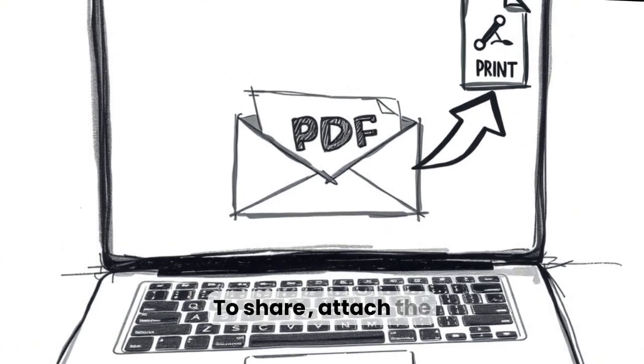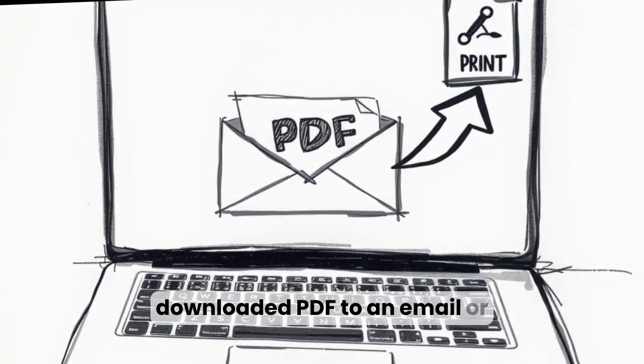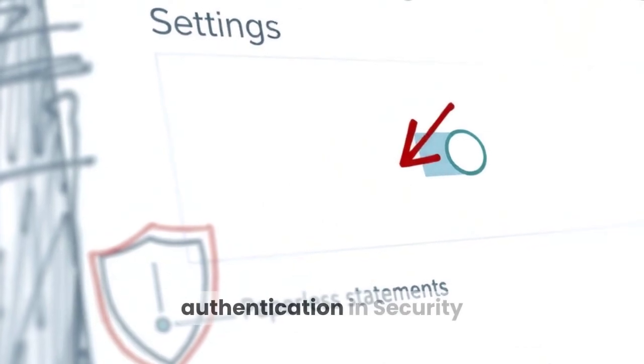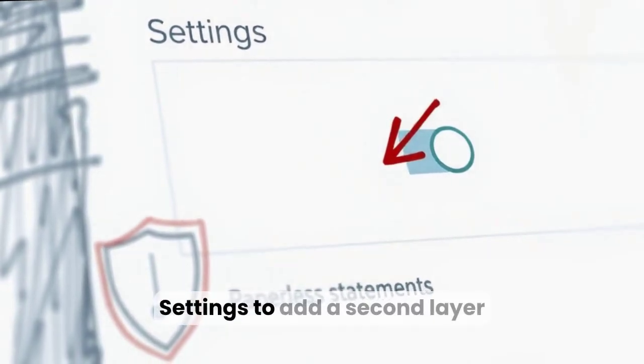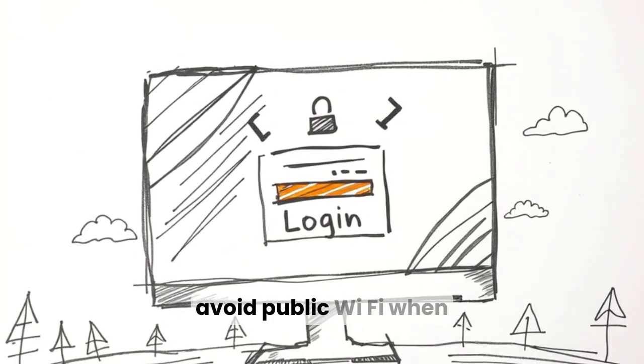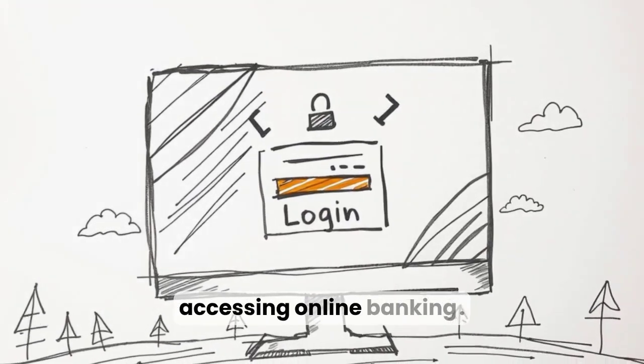To share, attach the downloaded PDF to an email or open print in your PDF viewer. Enable two-factor authentication in security settings to add a second layer of protection. Never share your password and avoid public Wi-Fi when accessing online banking.